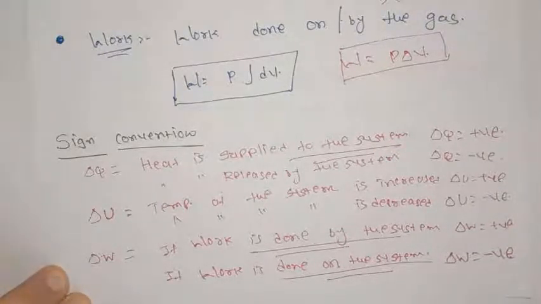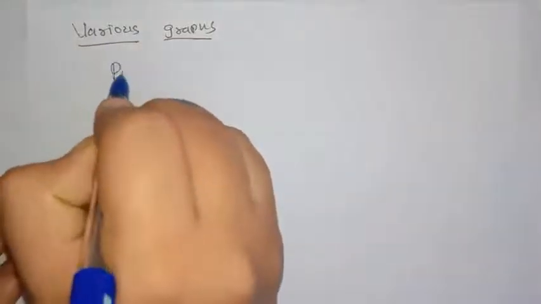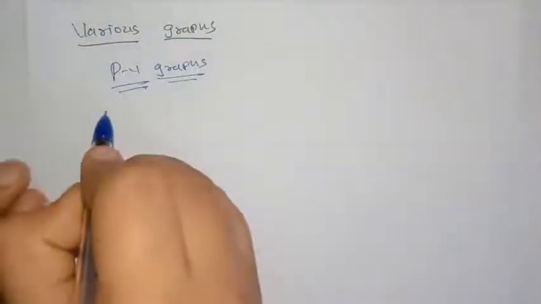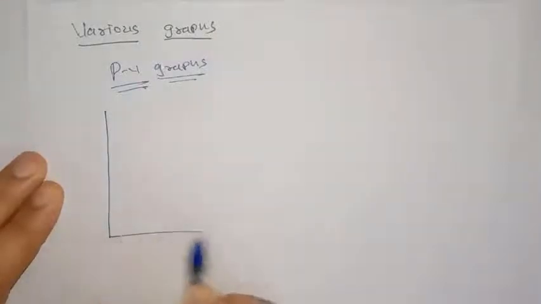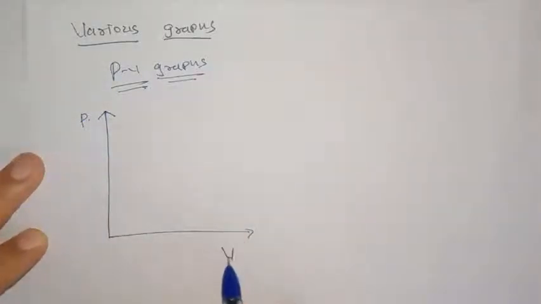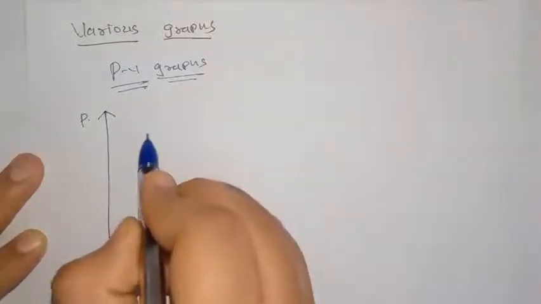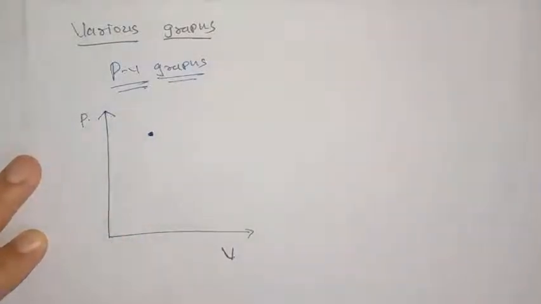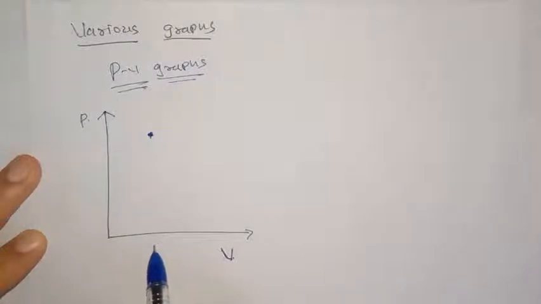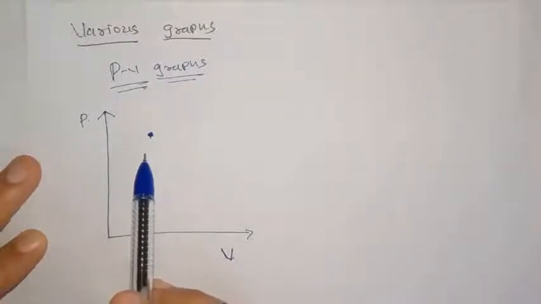Now let us see some various graphs: PV, VT and PT graphs. First, we will start with various PV graphs. In the PV graph, on the y-axis, we will represent pressure, and on the x-axis, we will represent volume. Now, if we take a point, then this point represents a certain pressure and a certain volume. So, the point represents the state of a gas.